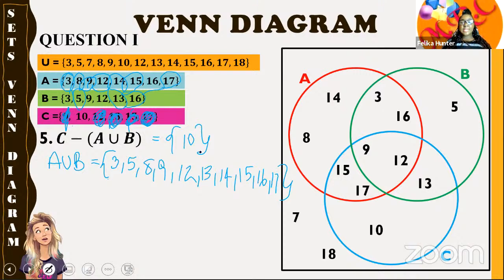Everybody understand how we got our answer for this one? So you find the union of A and B, and then you go over to C to see what is over there. You look, you realize that you see 3, you see 12, you see 13, you see 15, and you see 17. So when you take those things away, what is C left with? C is only left with 10.